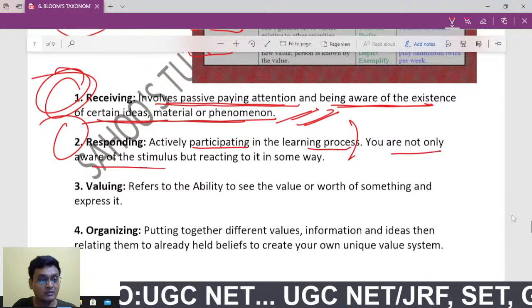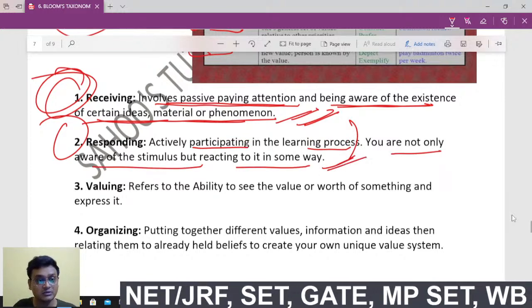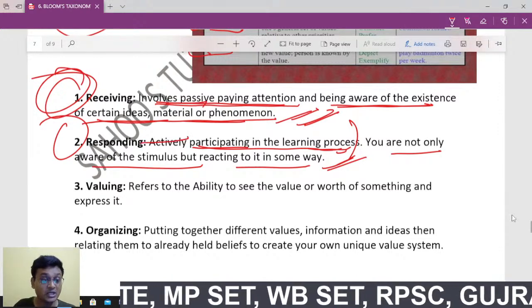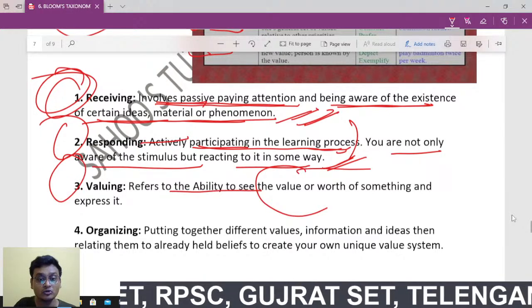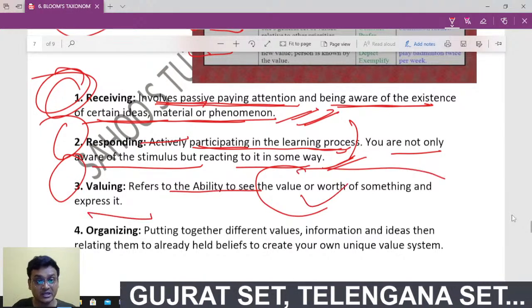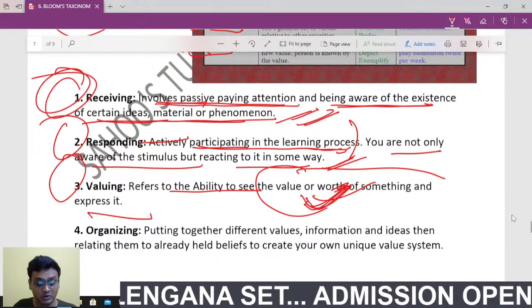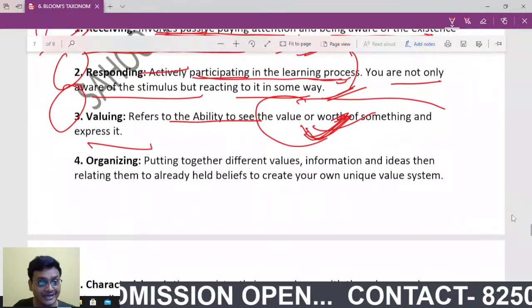You are not only aware of the stimulus but reaching out to somewhere. That is responding. That is you are participating in the learning process. So receiving, responding. Then you are first the ability to see the value of something and express it. So you are giving the importance, valuing the something. Okay, receiving, responding, valuing. Then the fourth one is here organizing.